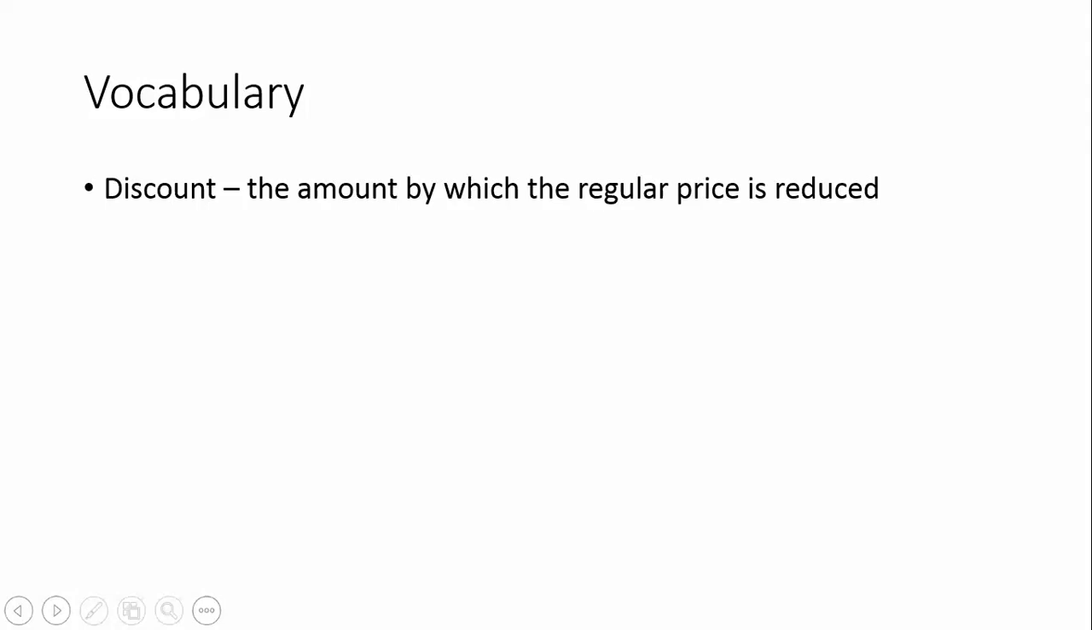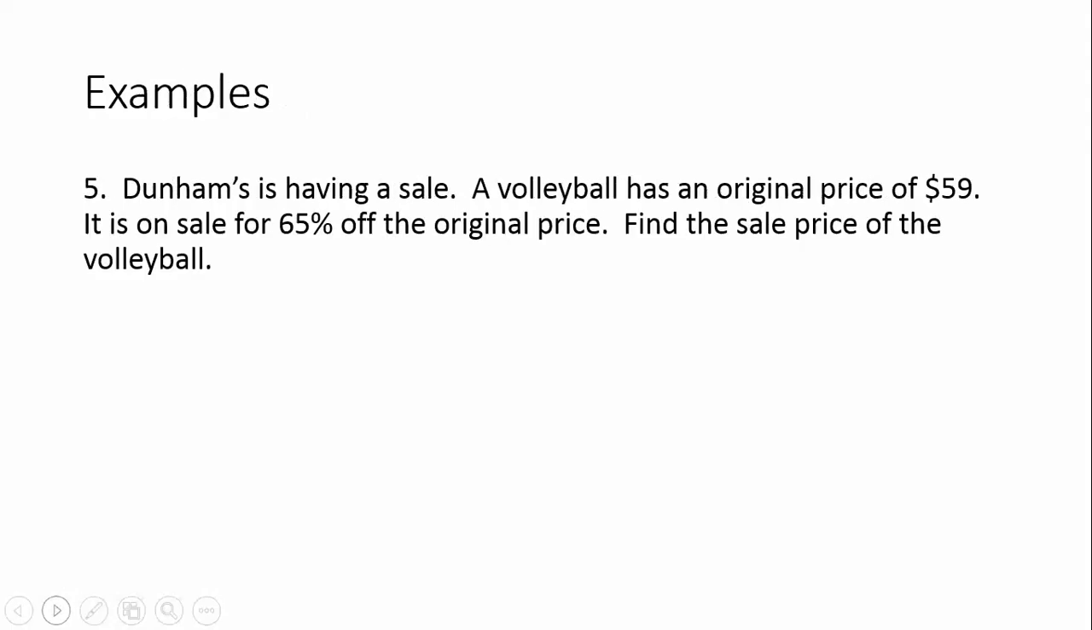You'll see a lot of discounts after Christmas because stores order in a ton of inventory for the Christmas season and then they want to try to get rid of it after Christmas. So let's look at some more examples. Dunham's is having a sale. A volleyball has an original price of $59. It is on sale for 65% off the original price. Find the sale price of the volleyball.